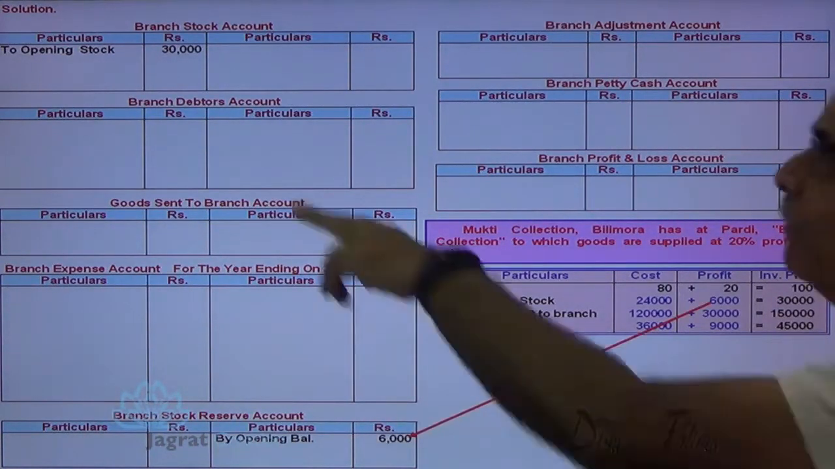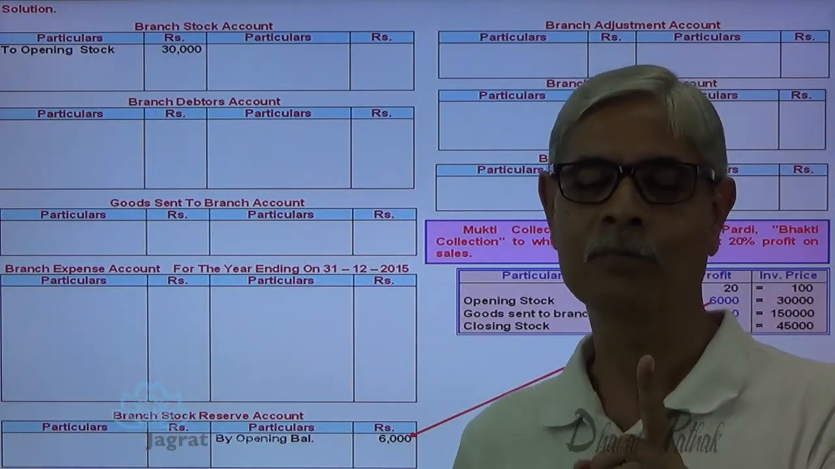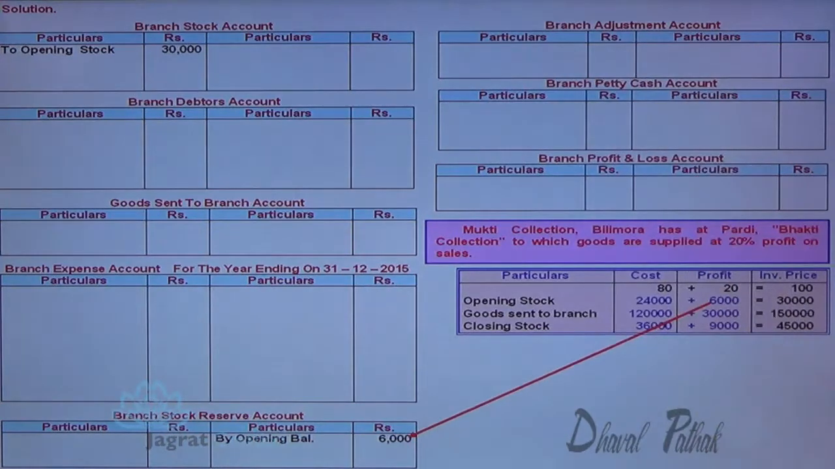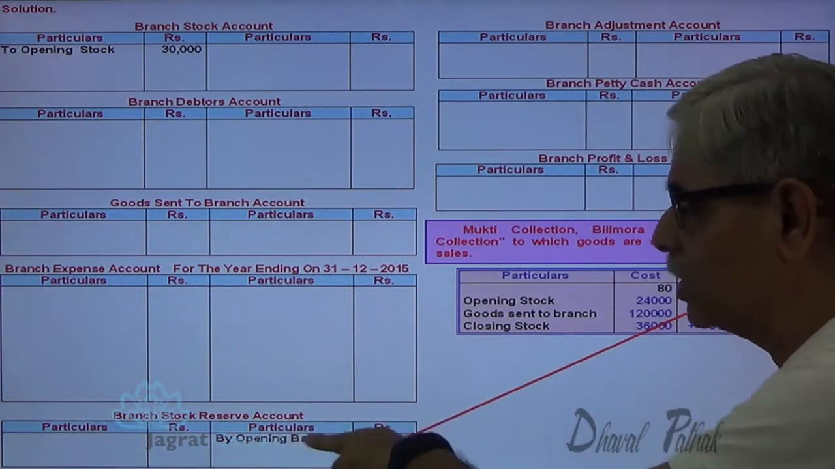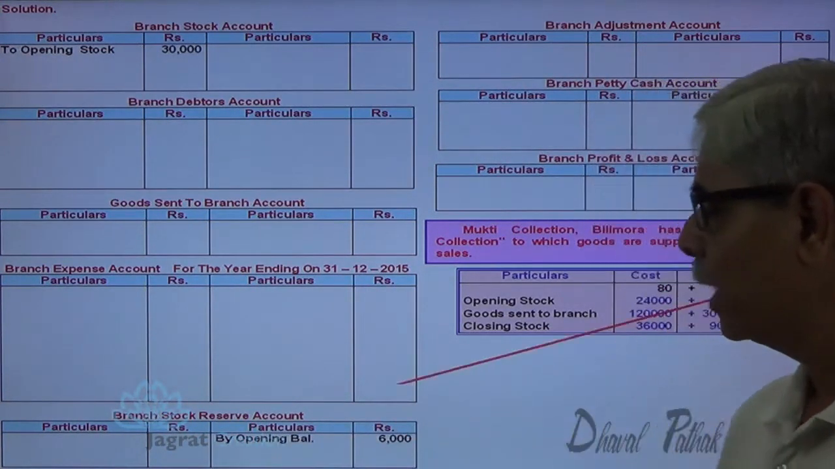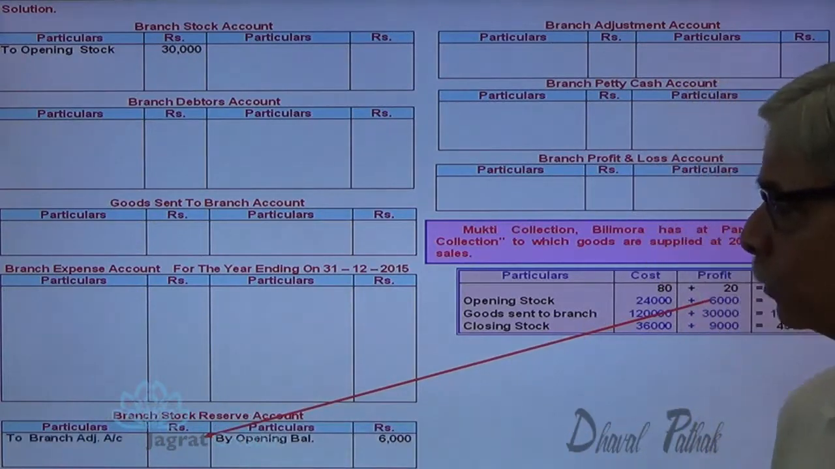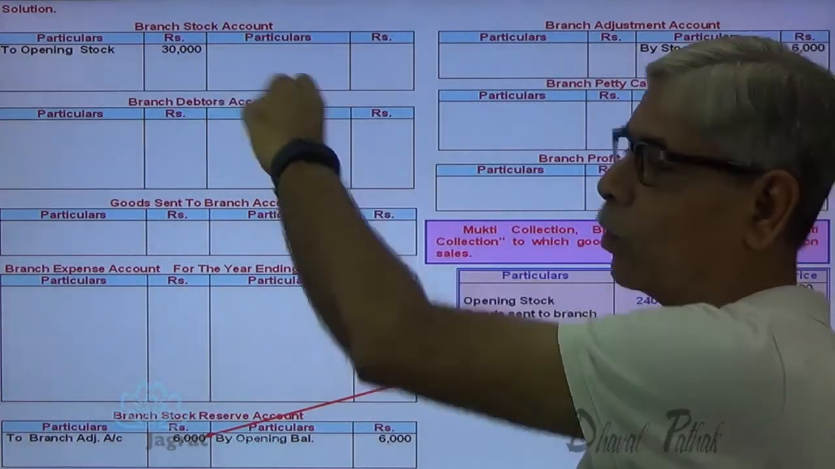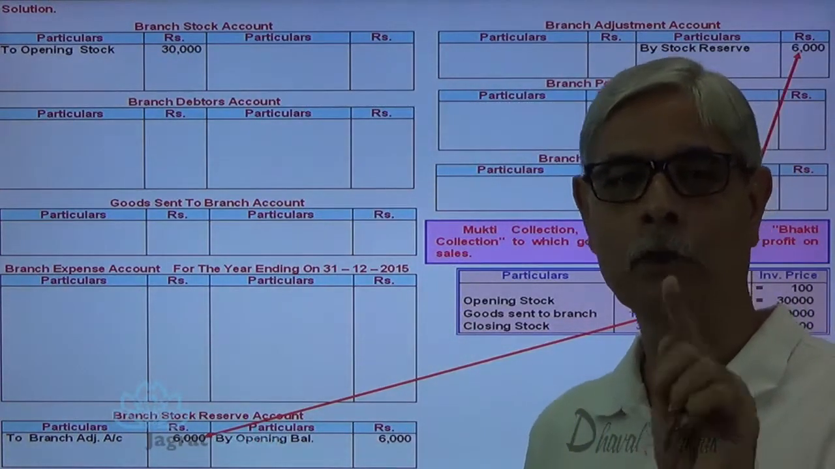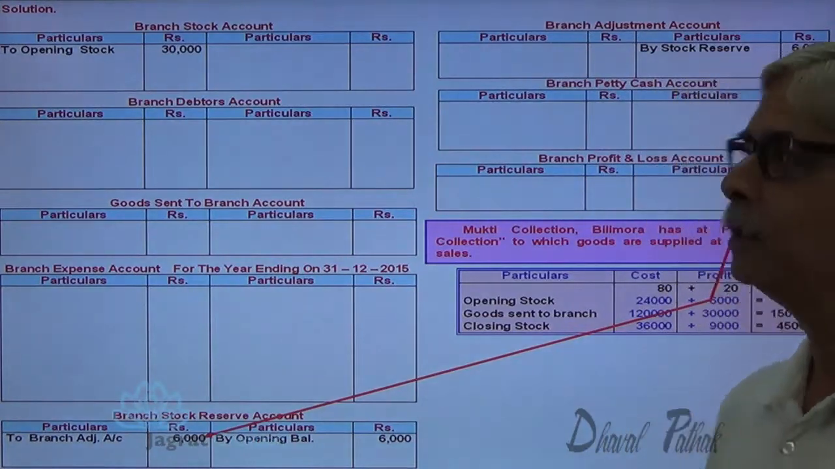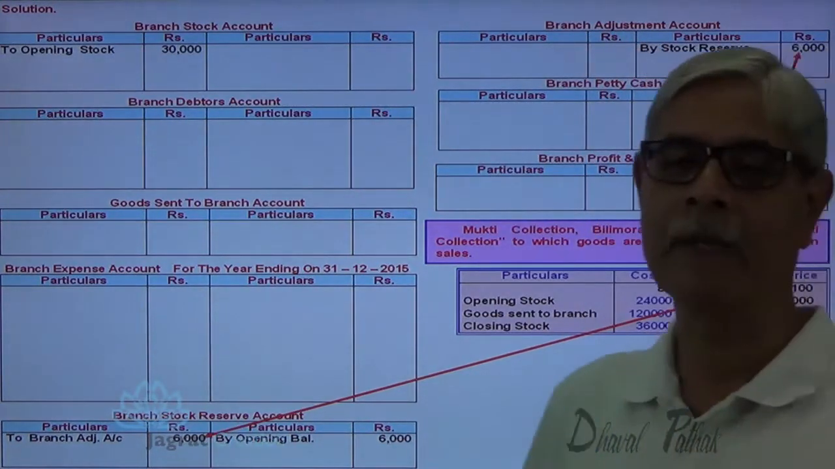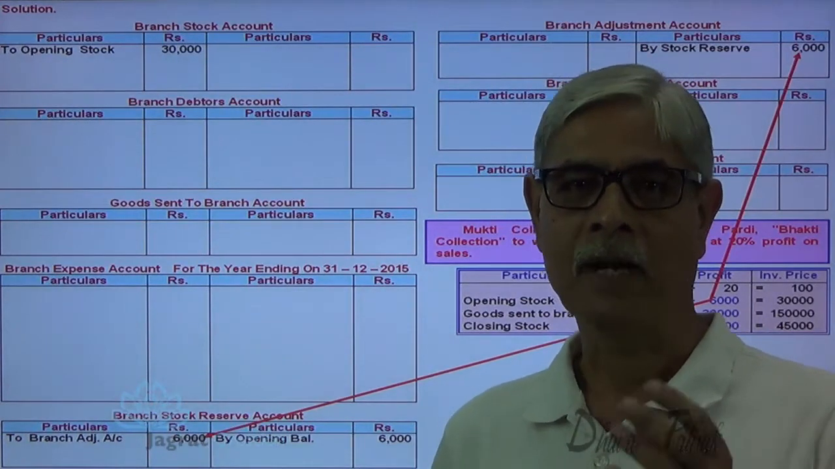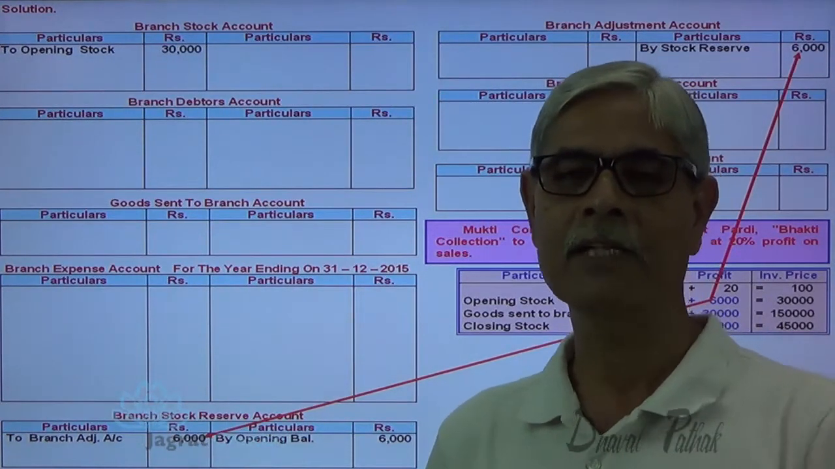Now whenever you write the opening stock, always write down the profit element in the opening stock. That is recorded as opening balance in stock reserve account. So 6,000 you must write as opening balance in stock reserve account. And this is to be transferred to adjustment account. So stock reserve account debit, branch adjustment account credit. So stock is recorded at invoice price. Profit element loaded therein is to be recorded on the opposite side in branch adjustment account. That is the important point that students should understand and they should follow while solving the sum by stock and debtor system.